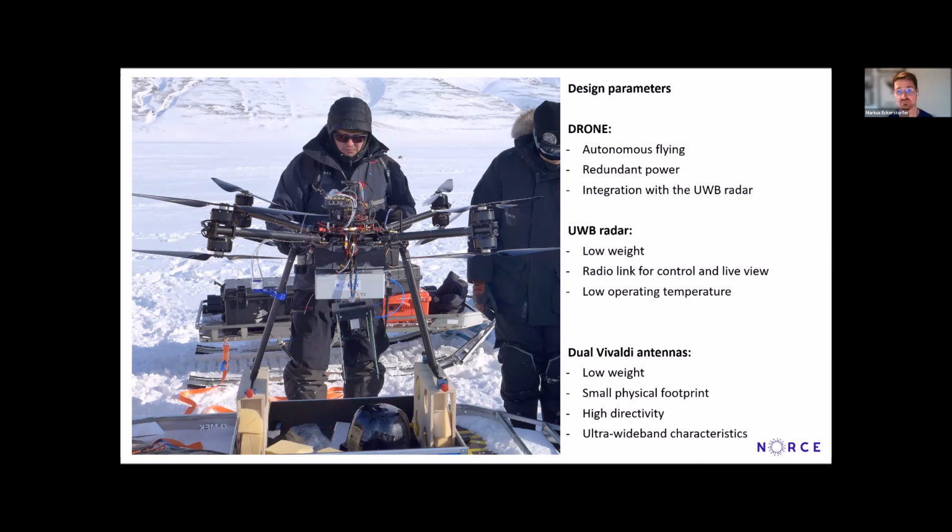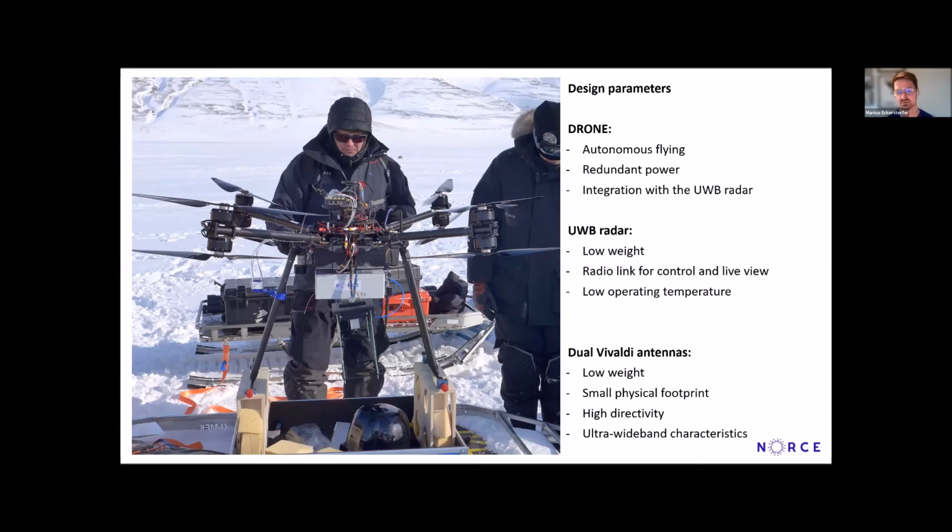There's a lot of redundant power because the radar and the antennas are quite valuable to us. So if one engine, for example, fails, we still want to be able to fly the drone and land it safely. And it's very tightly integrated with the UWB radar. It means that the radar uses parameters from the drone and vice versa.